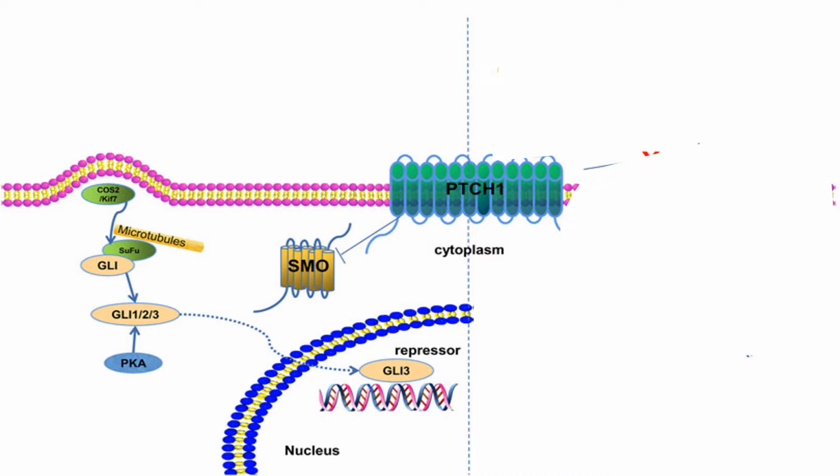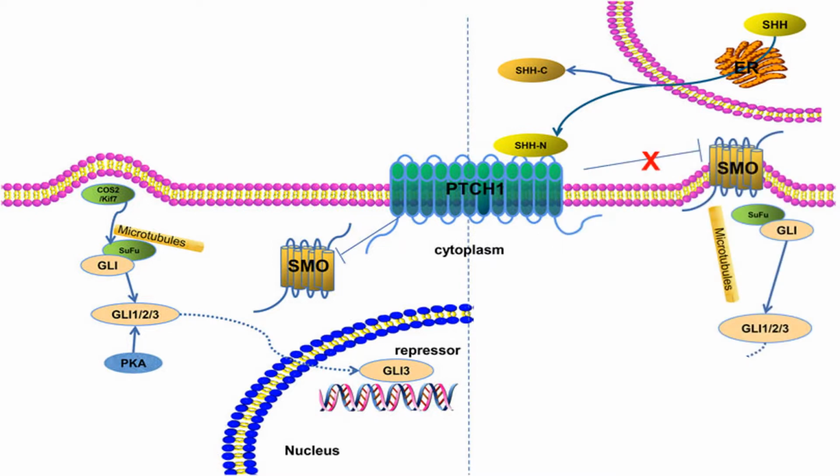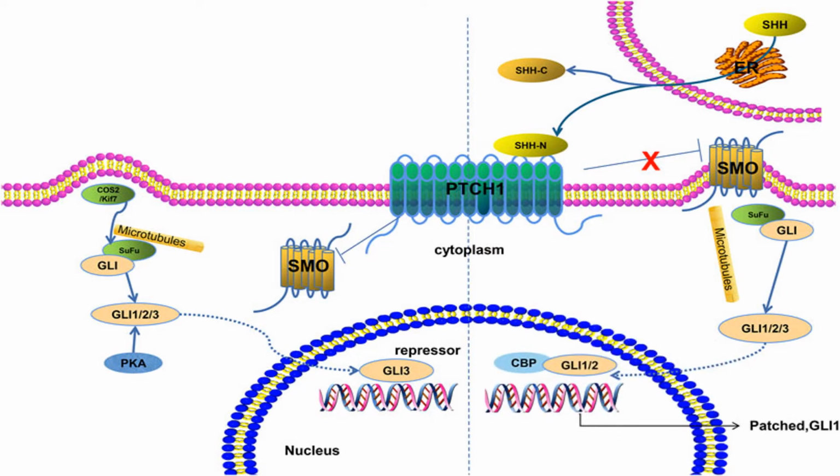Sonic the Hedgehog protein binding to PTCH regulates Smoothened activity. When Sonic the Hedgehog protein does bind to PTCH at the cell membrane, PTCH no longer inhibits Smoothened. This leads to Smoothened accumulating at the primary cilium and initiates the downstream signaling pathway. Smoothened regulates the GLI processing and activation at the primary cilium. When GLI is activated, it translocates to the nucleus, where it activates target genes.